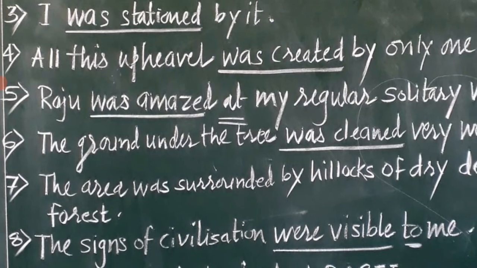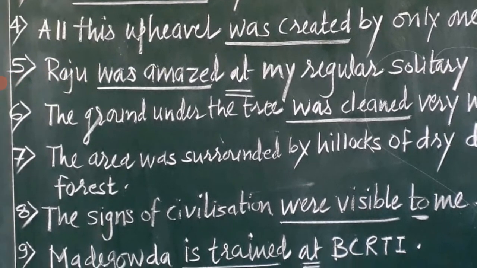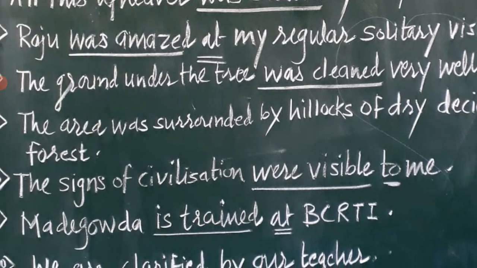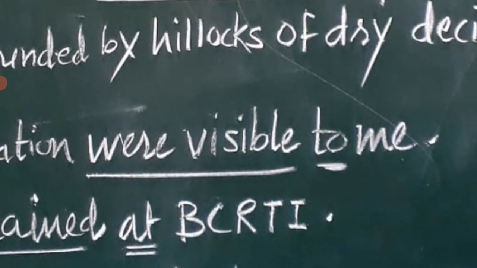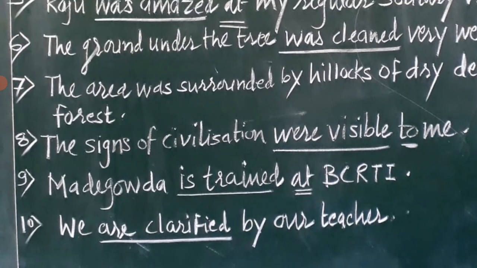The next is, the ground under the tree was cleaned very well by me. Next one, the area was surrounded by hillocks of dry deciduous tropical forests. The next one is, the signs of civilizations were visible to me. Here one more preposition, that is to, is used. Next is, Madegowda is trained at BCRTI, again use of at. And last one, we are clarified by our teacher.